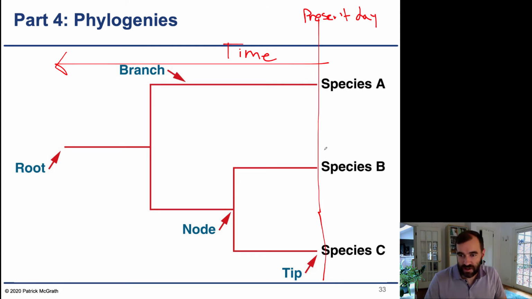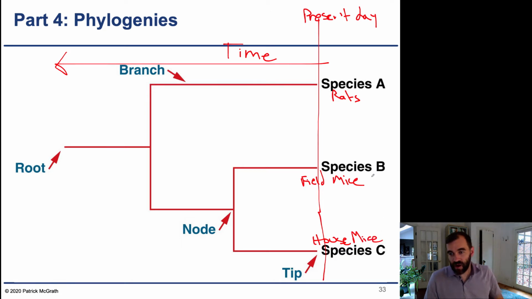So maybe, let me think of some good examples. So maybe it is rats, field mice, and house mice. So the idea is now there are species, field mice and house mice, that can't breed together. They're independent species. Rats and field mice are independent species.